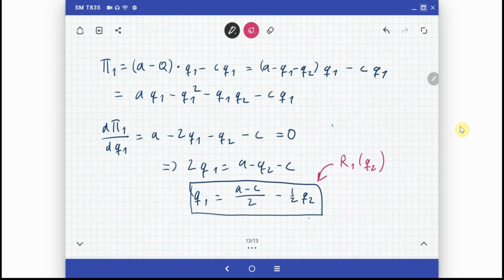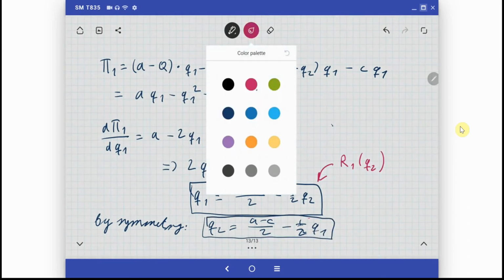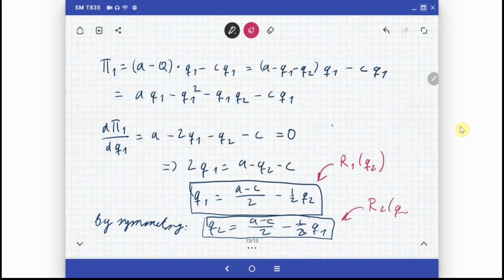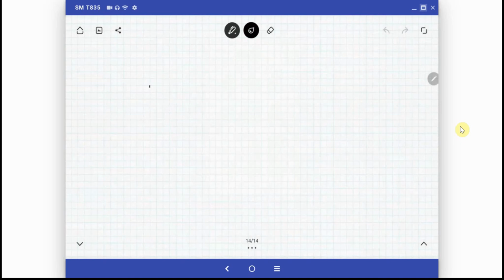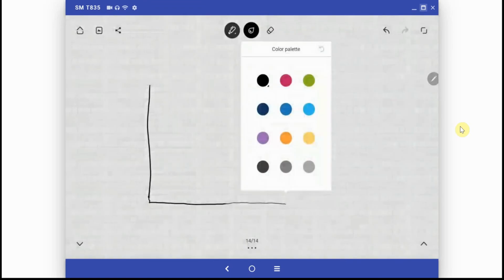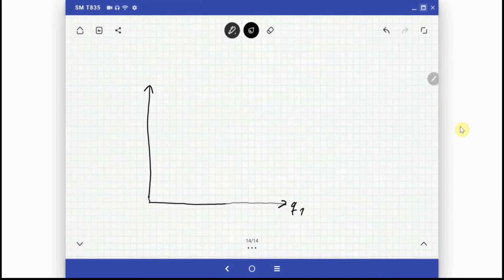So similarly, because we have symmetry in this game, we can write by symmetry that Q2 is equal to (A minus C) over 2 minus 1 over 2 Q1. And this is the reaction function of player 2. It says, if player 1 has produced a certain quantity, how should player 2 react? So let's plot those two reaction functions. Here we have Q1, and then we have Q2.